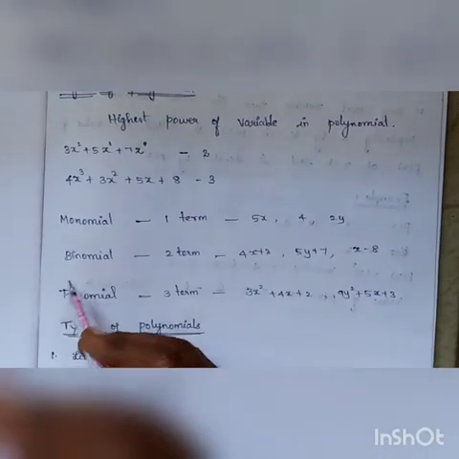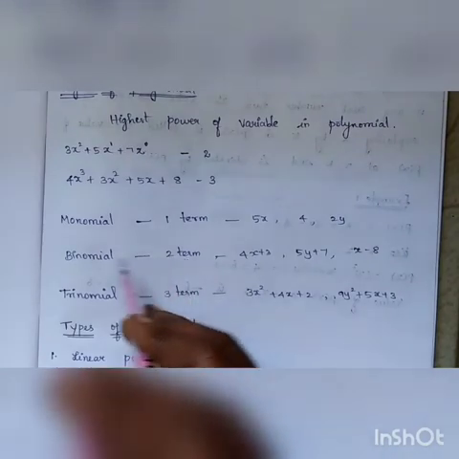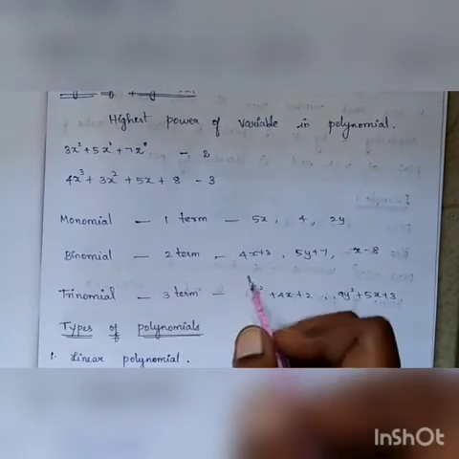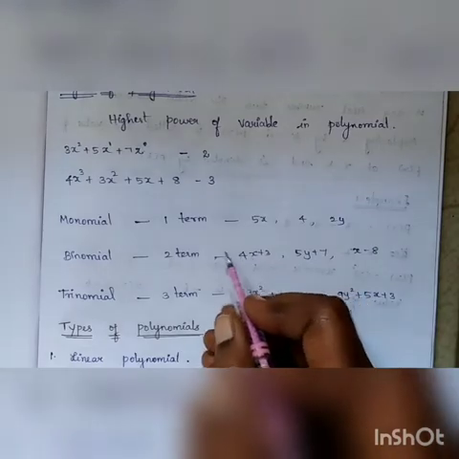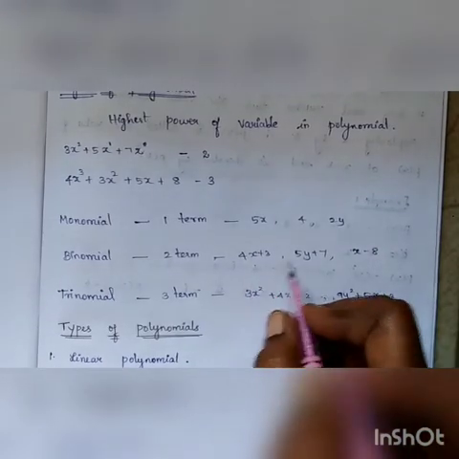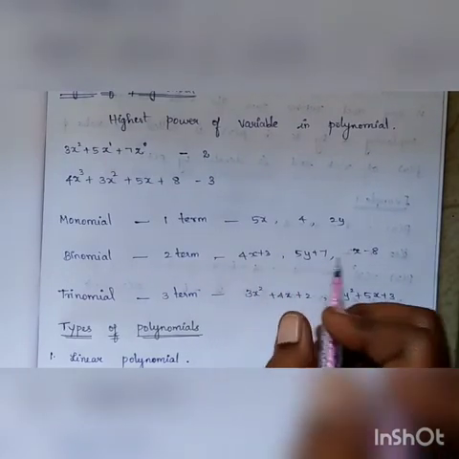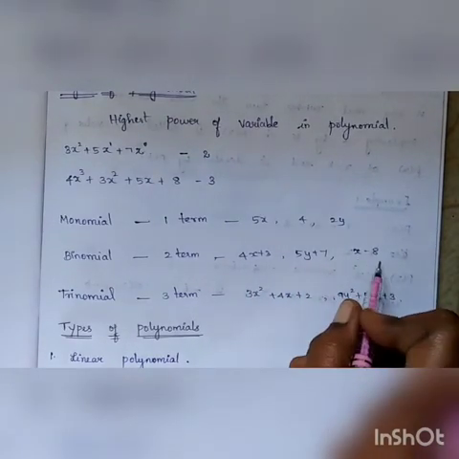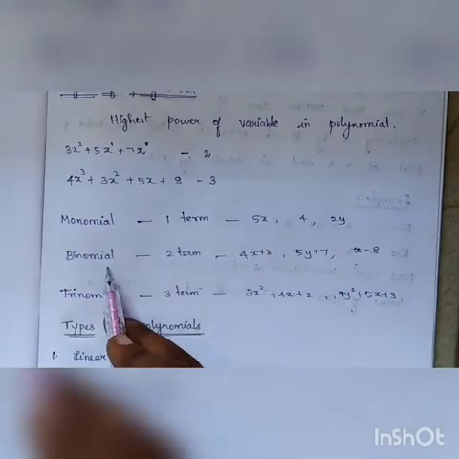Now binomial, bi means two, nomial means term, so binomial means two terms. See here, 4x plus 3: 4x is one term, plus 3 is another term. 5y is a single term, 7 is the next term. x is one term, minus 8 is the next term. So we have two terms here, so it is binomial.